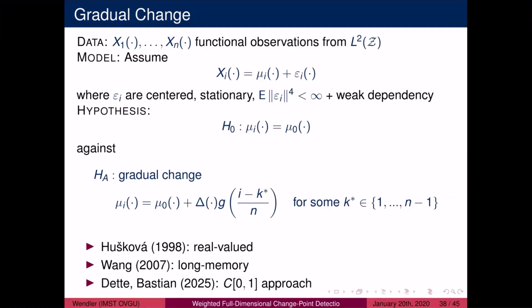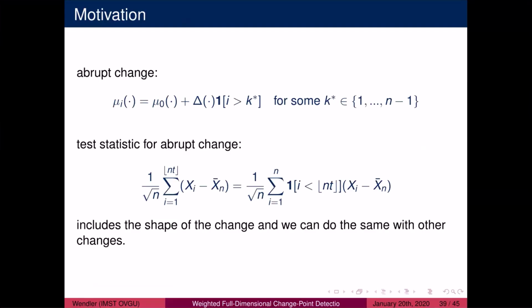So yes, there has been quite a lot of work already on this. For the real valued case, it dates back to the 90s. But very recently, as I said, you can have different norms in function spaces. There was a paper by Dette and Bastian on the supremum norm and the space of continuous functions. But I want to work in this L2 space and then also be able to apply this weighted functional approach.